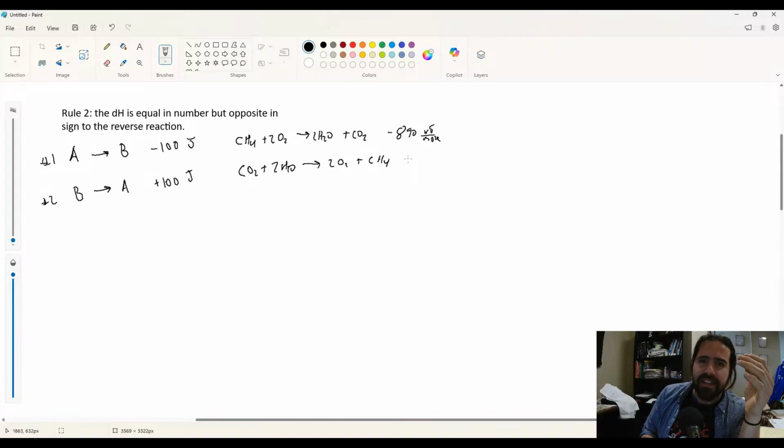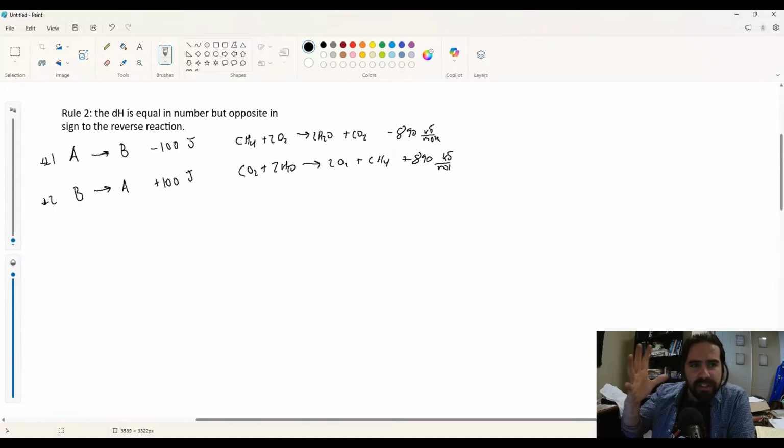It's just flipped. Now the reactants have become the products and vice versa. It's the exact same reaction. And so that means a similar type of principle: exact same number, but with a flipped sign. Okay, so combustion of methane releases 890 kilojoules per mole. Synthesis of methane is going to absorb 890 kilojoules per mole. Okay, so that's our second rule. The change of enthalpy is equal in number but opposite in sign. This is going to show up again when we start talking about something called Hess's law, which I'll do another video on later on. But let's address that first rule first.